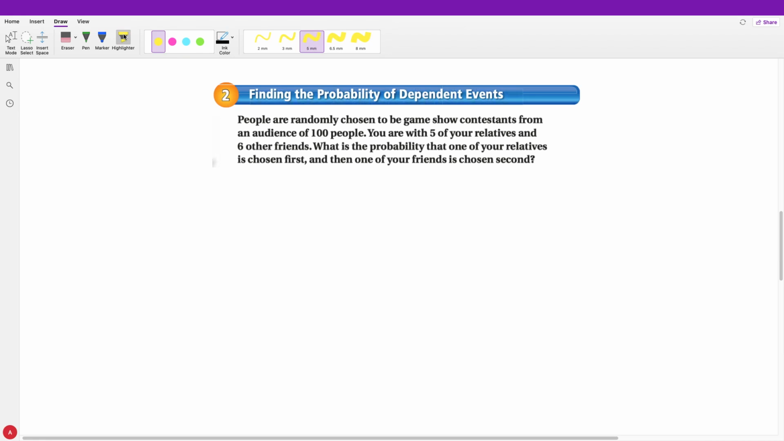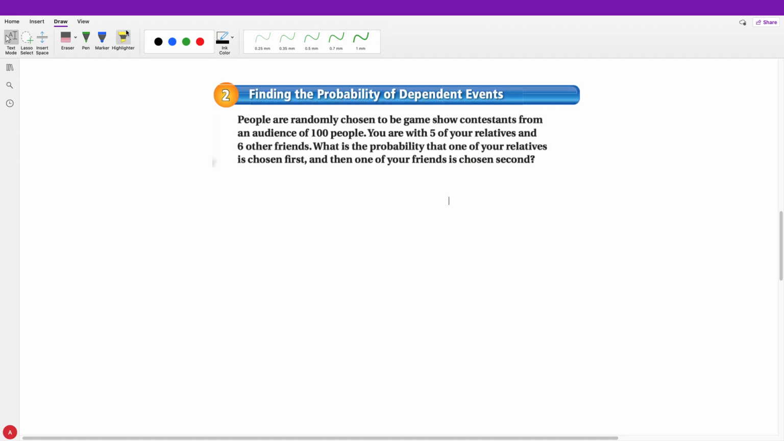All right, so the first question we're going to do now is finding the probability of a dependent event. People are randomly chosen to be game show contestants from an audience of 100 people. You're with 5 of your relatives and 6 other friends. What is the probability that one of your relatives is chosen first and then one of your friends is chosen second?